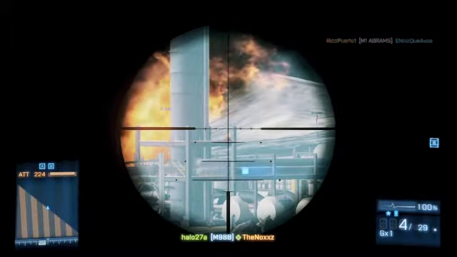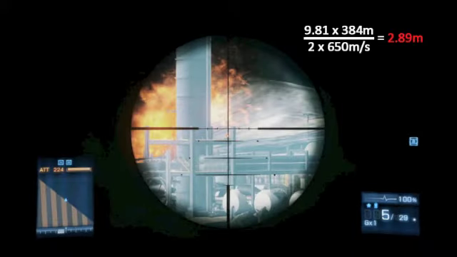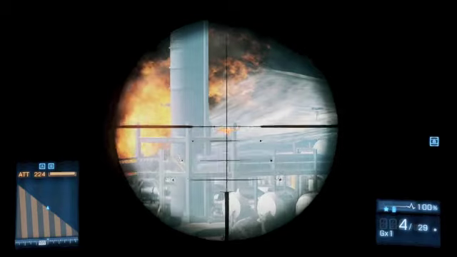I'll try it again using one last bit of footage. Gravity is 9.81, distance is 384 meters, and velocity is still 650 meters per second. Do the math, and the bullet will drop 2.89 meters by the time it hits its target.